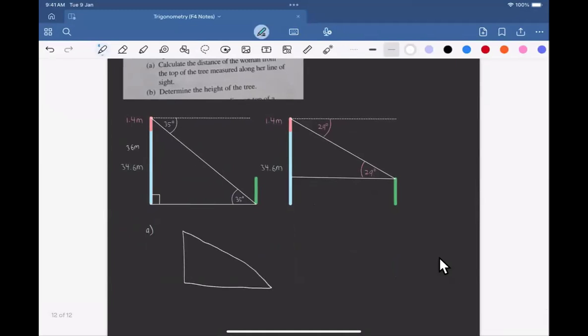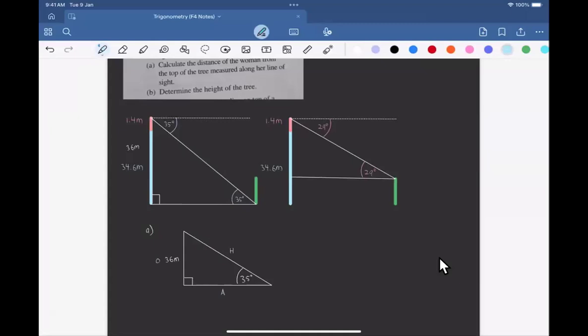Let me just draw a simplified diagram here real quick. Right, so over here is 36 meters, and we're trying to figure out for what. Let me just label the triangle first. So what would I call this length in the triangle? That is the hypotenuse. What is this length in the triangle? That's the adjacent. This one? The opposite.